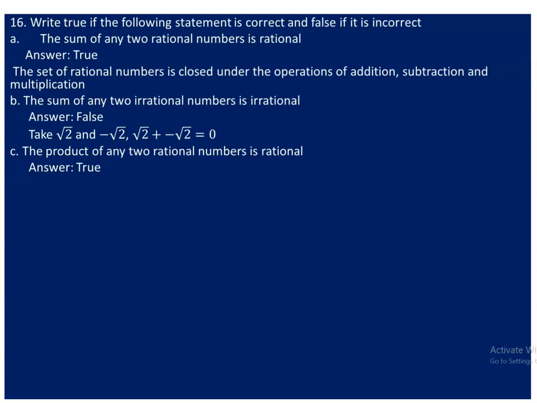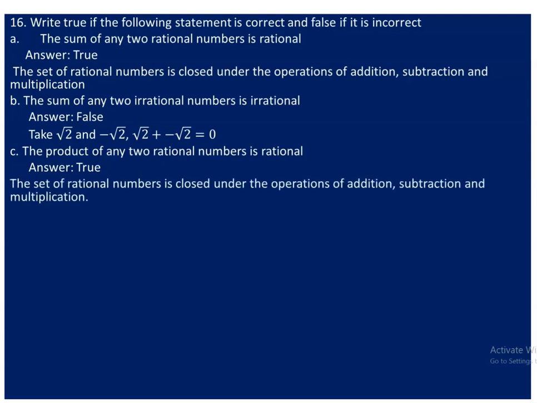Look, take two arbitrary rational numbers. The product is going to be again a rational number. The idea is similar to the one I explained in A. The set of rational numbers is closed under the operation of multiplication. Coming to D: the product of any two irrational numbers is irrational. Do you agree with this, students? I hope your answer is false. So let's now take a counterexample to show this is false.